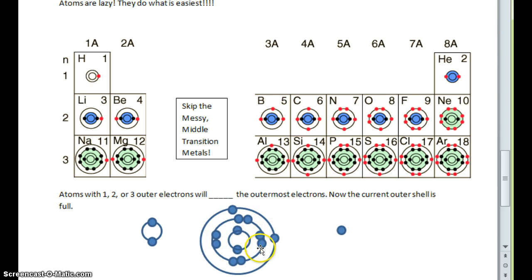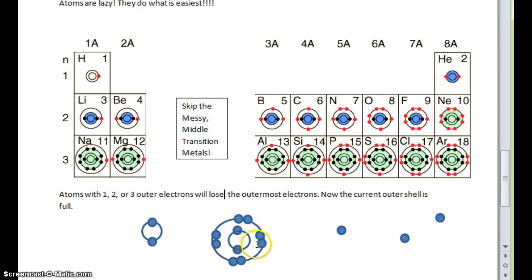Okay, same thing right here with this atom. We have 2 in the first shell, 8 in the second shell, and then the 2 leftovers in the outside shell. So this is magnesium. Magnesium is going to say, well, do I want to find 6 more electrons to get a full outer shell? No way, that's way too much work. I'll give these electrons to someone else. Now the outer shell is full. So atoms with 1, 2, or 3 outer electrons will lose the outermost electrons. Now the current outer shell is full, it is stable, it is happy. Woohoo!